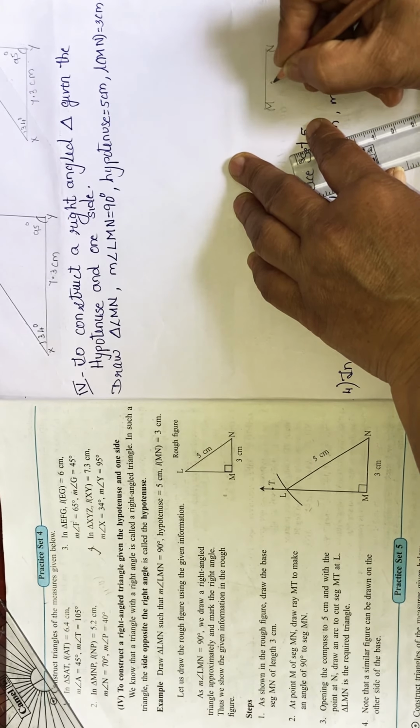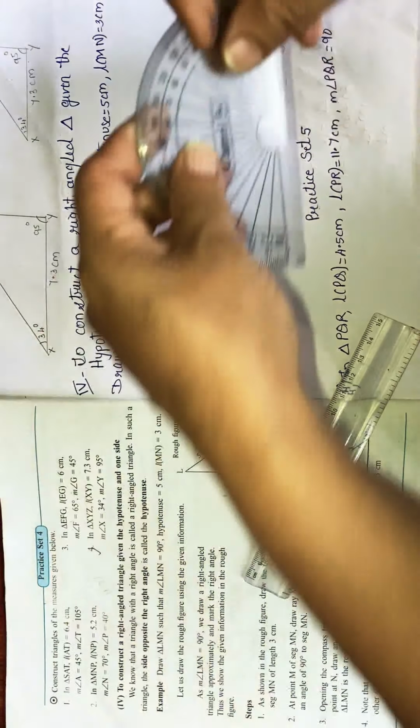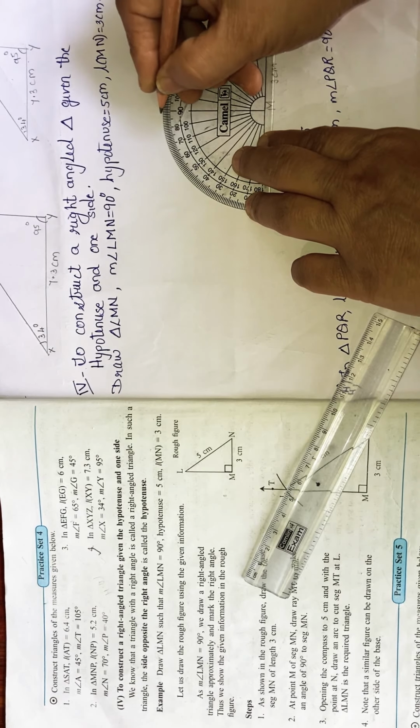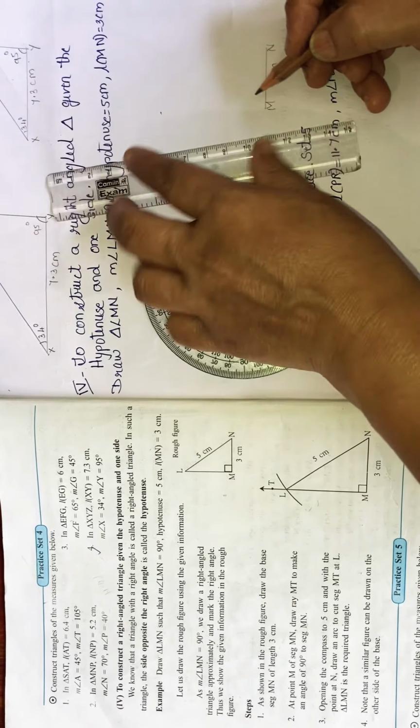MN is 3 centimeters. And now you will use your protractor. Keep it on point M and mark 90 degrees here. And you just draw this line.